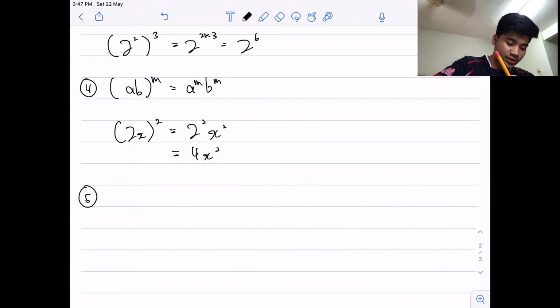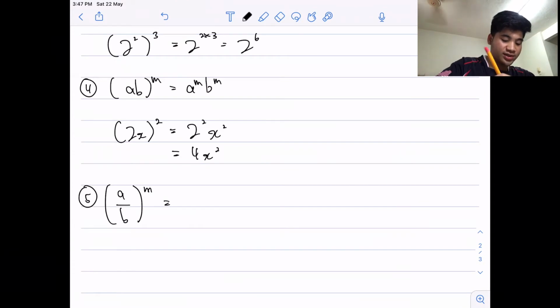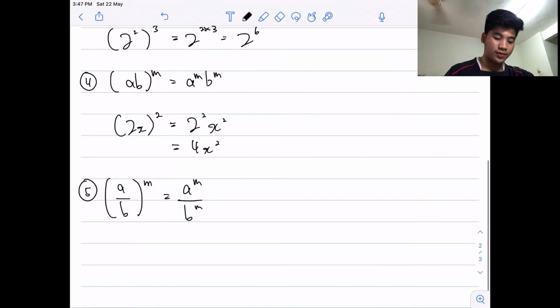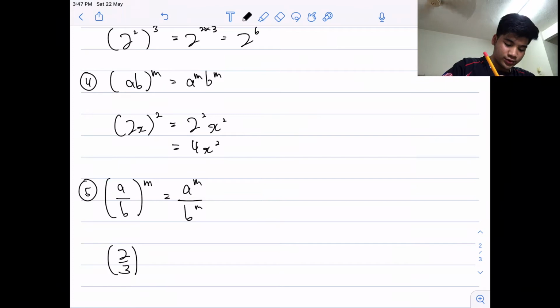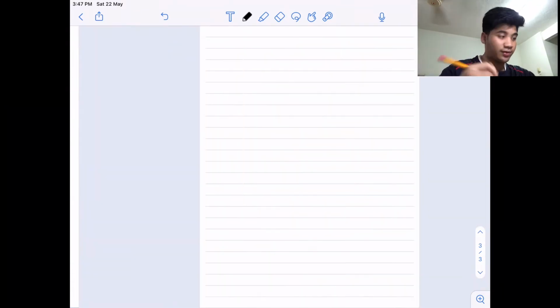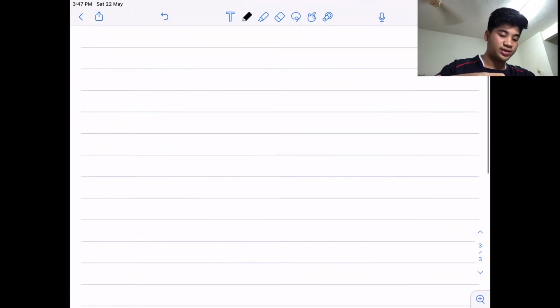Now let's move on to the fifth law, which is a over b, all to the power of m. So this is literally the same thing, but you're going to do it when b is basically the denominator. So this is going to be a to the power of m over b to the power of m. Alright, so simple example, let's say 2 over 3 to the power of 3. I will get 2 to the power of 3 over 3 to the power of 3, which then equals 8 over 27.